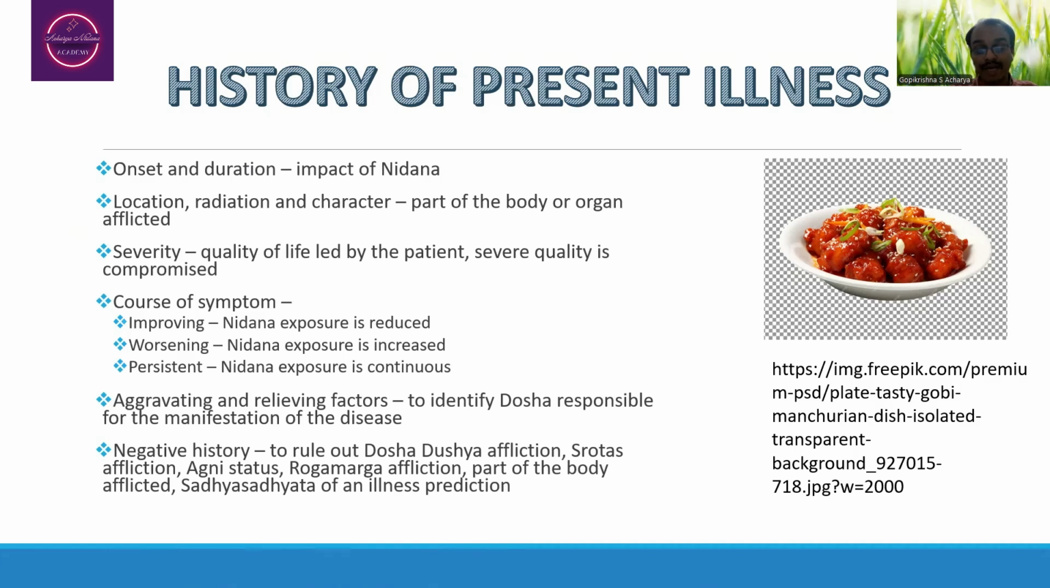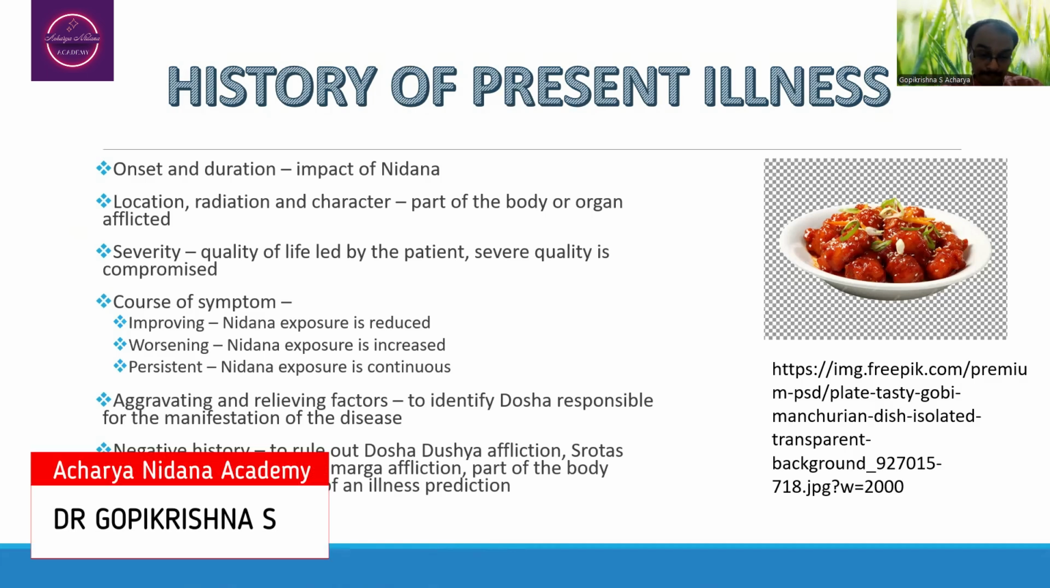Suppose aggravating and relieving factors. This is helpful in knowing about the possible dosha responsible for the manifestation of the disease. For example, in this particular occasion, if the person is having aggravating pain by consumption of this gobi Manchurian, etc., we may suspect there may be a possibility of pitta dosha vitiation or vata dosha vitiation. Suppose if the person is having worsening or aggravation of the symptom by consumption of banana, etc., we may suspect there may be a possibility of kapha dosha vitiation.